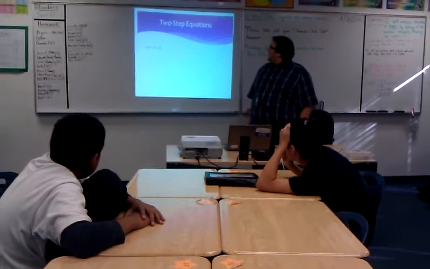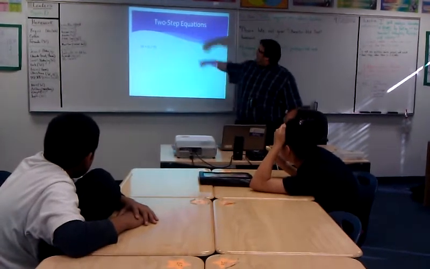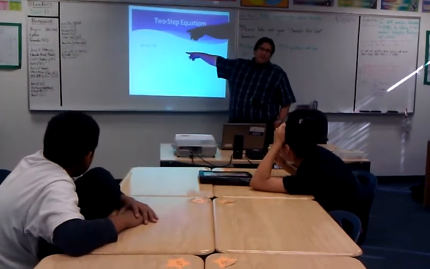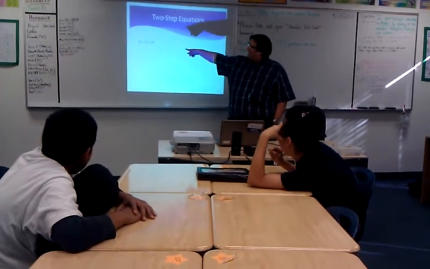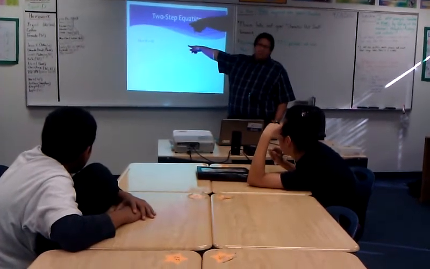So here's one example that we're going to start with. So first, here's a two-step equation. Notice it has the 5, which is a what? An integer. The x, the variable. We have a second integer, positive 12.